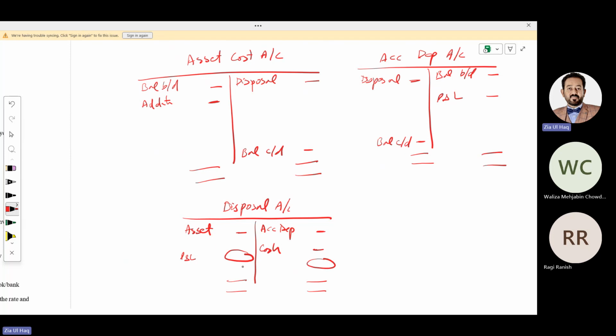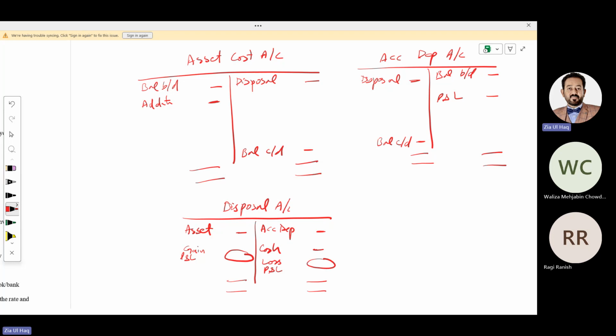What is credit in profit and loss? Income or expense? Income. This will be called gain on disposal. If the balancing figure comes on the credit side, that will be called loss on disposal, charged to profit and loss account as expense debit. Is that fine? This is the accounting of non-current asset.